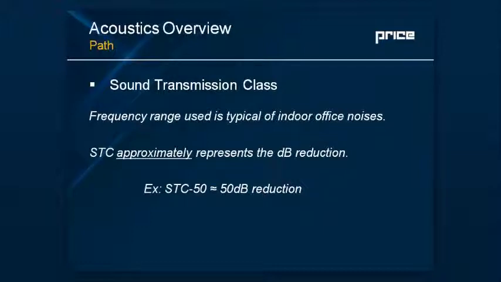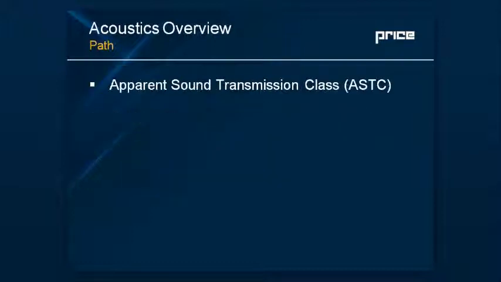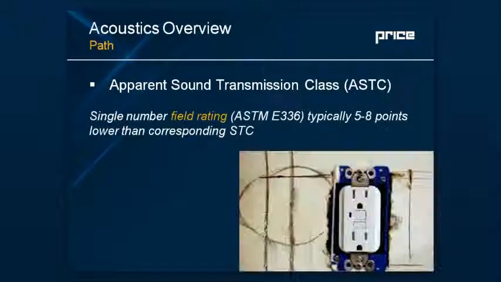So if you had equipment that was, say, 95 dB and you had an STC 50 wall, you can do the quick math there, then you're at about 45 on the other side of that. But I think the more accurate way of looking at how a slab or a wall performs in the field is ASTC. And this is a field rating that's typically 5 to 8 points lower than STC because of things like what's pictured on the right. So if you have electrical outlets, for example, or piping penetrations or ductwork, all these things are going to reduce the rating of that wall.